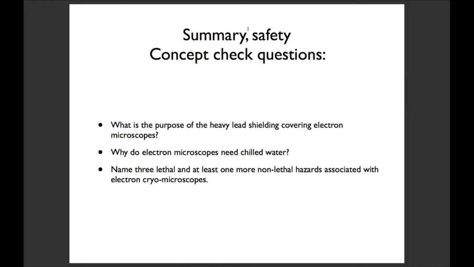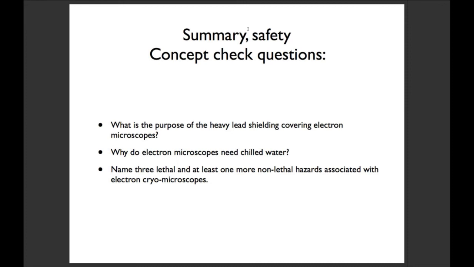Why do electron microscopes need chilled water? Those lenses, where a current is being applied to them, can get very, very warm, so you want to maintain that temperature by running chilled water around them. He's mentioned this a couple times through the lectures: you can even have people walking in the room and changing the temperature of that chilled water, and that can change the optics of the system. So it's very important that you have a very tightly temperature controlled system, both externally and internally with these chilled water systems.